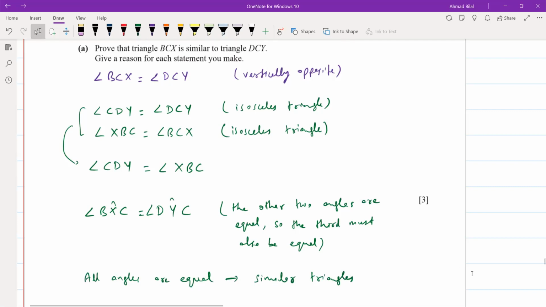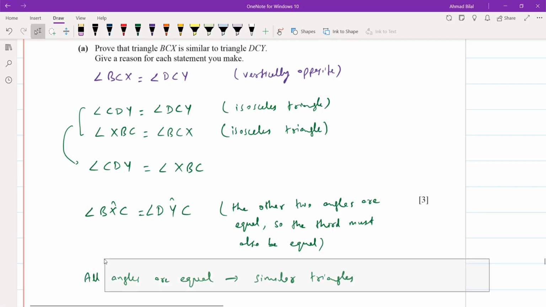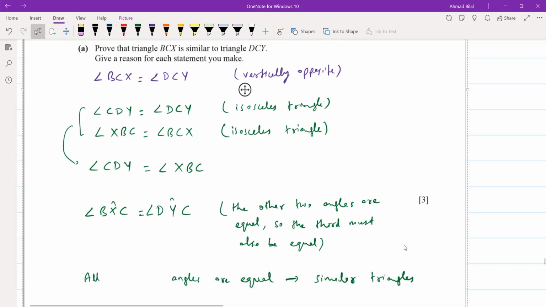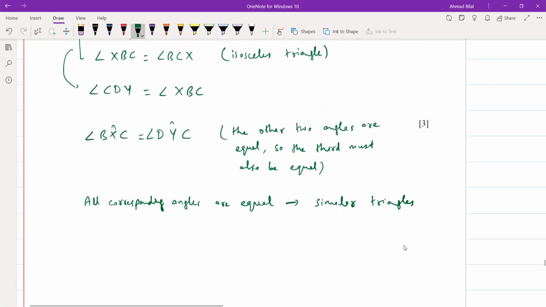All angles का मतलब यहाँ पे क्या है? All corresponding angles are equal in those triangles. So corresponding angles are equal. So that's why they are similar triangles.